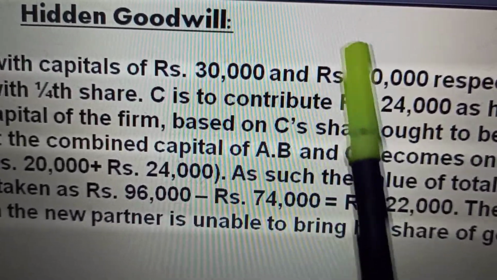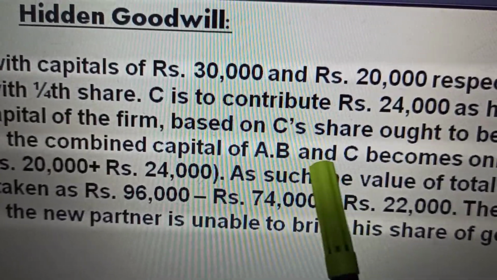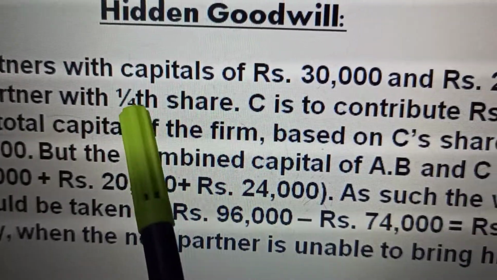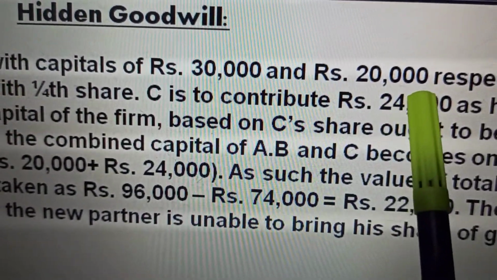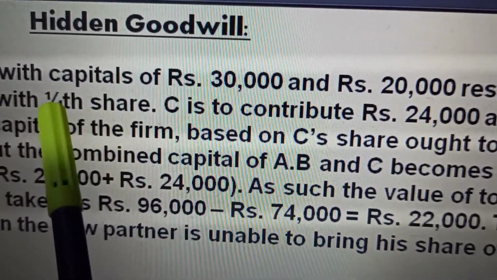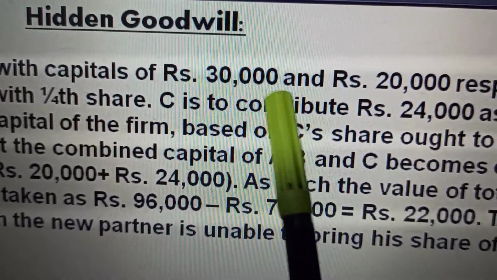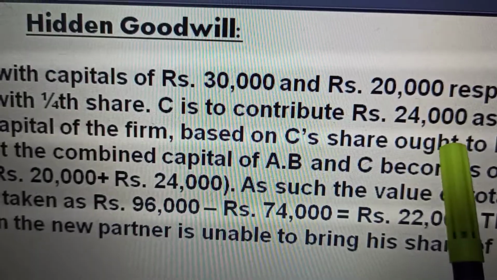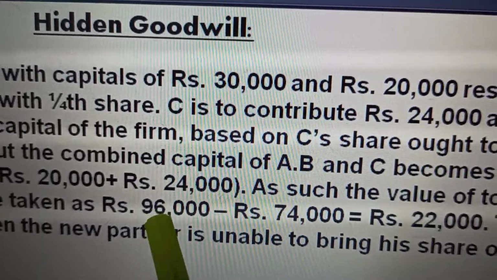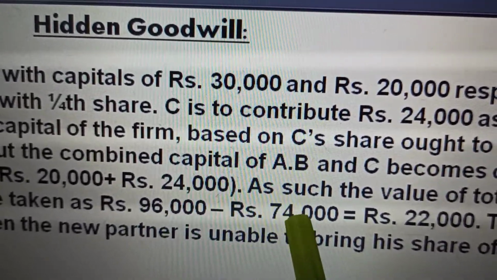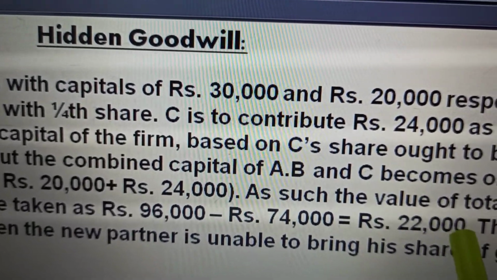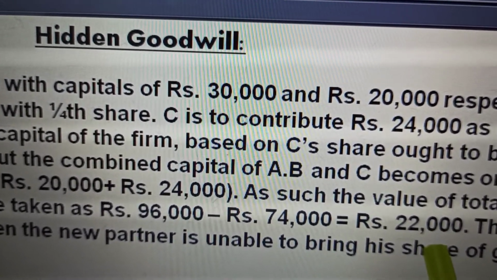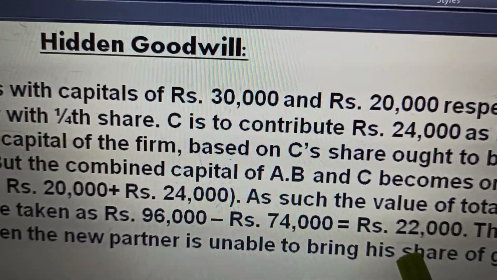So 96,000 is not made. And according to this, it should be 96,000. For 1/4 share he gets 24,000, so 24,000 into 4 by 1 should be 96,000. A's plus B's plus C's capital is 74,000. That means this 96,000 minus 74,000, that is 22,000, is the value of the firm's goodwill. This is called the hidden goodwill.